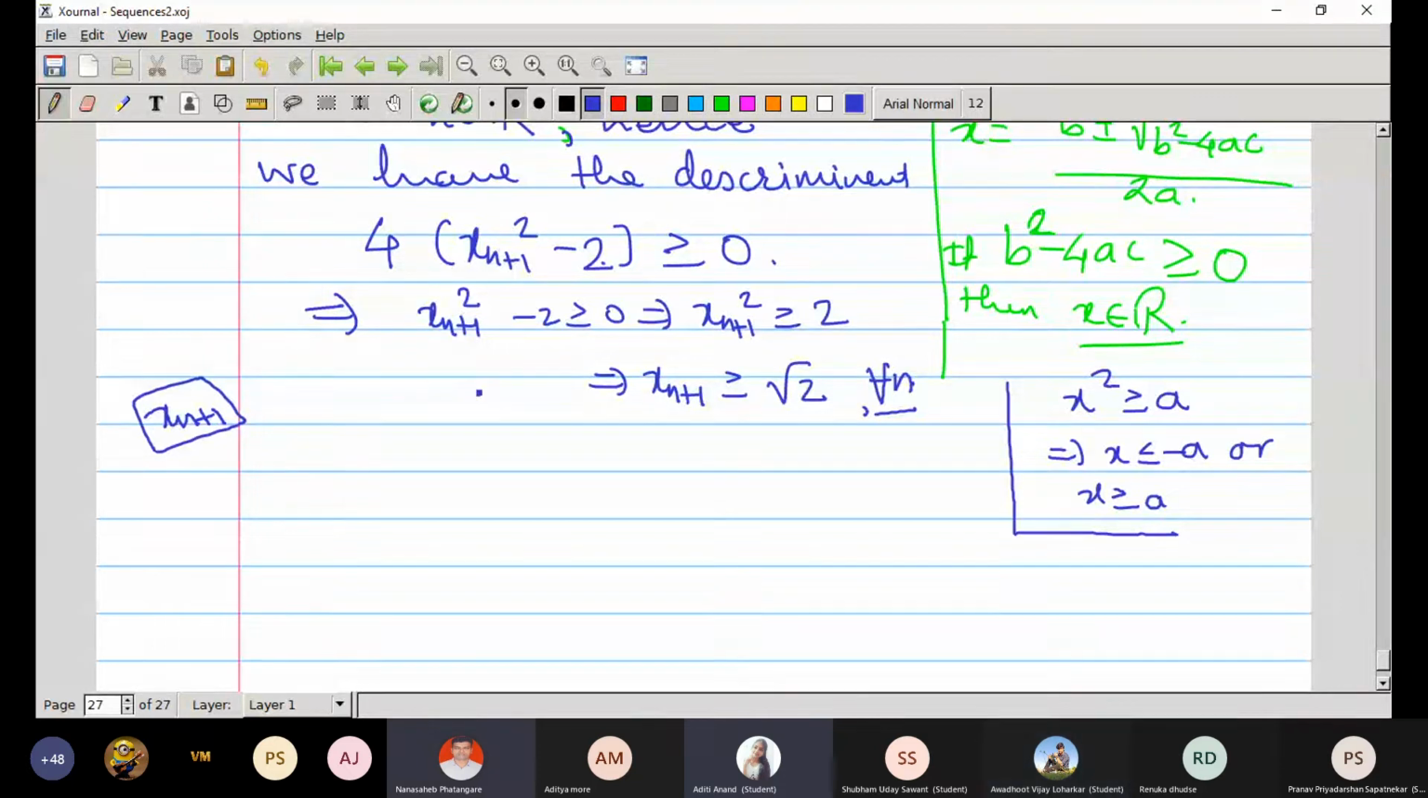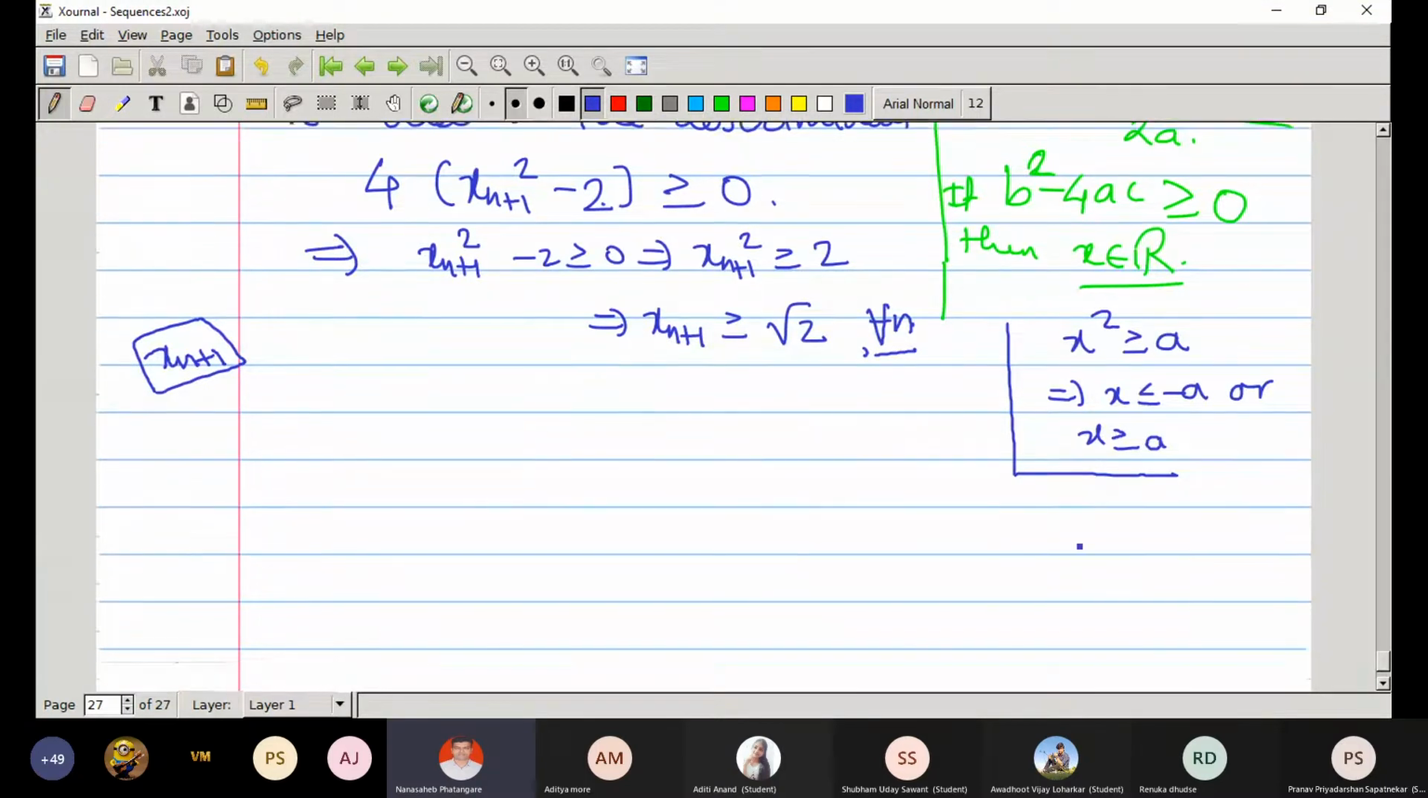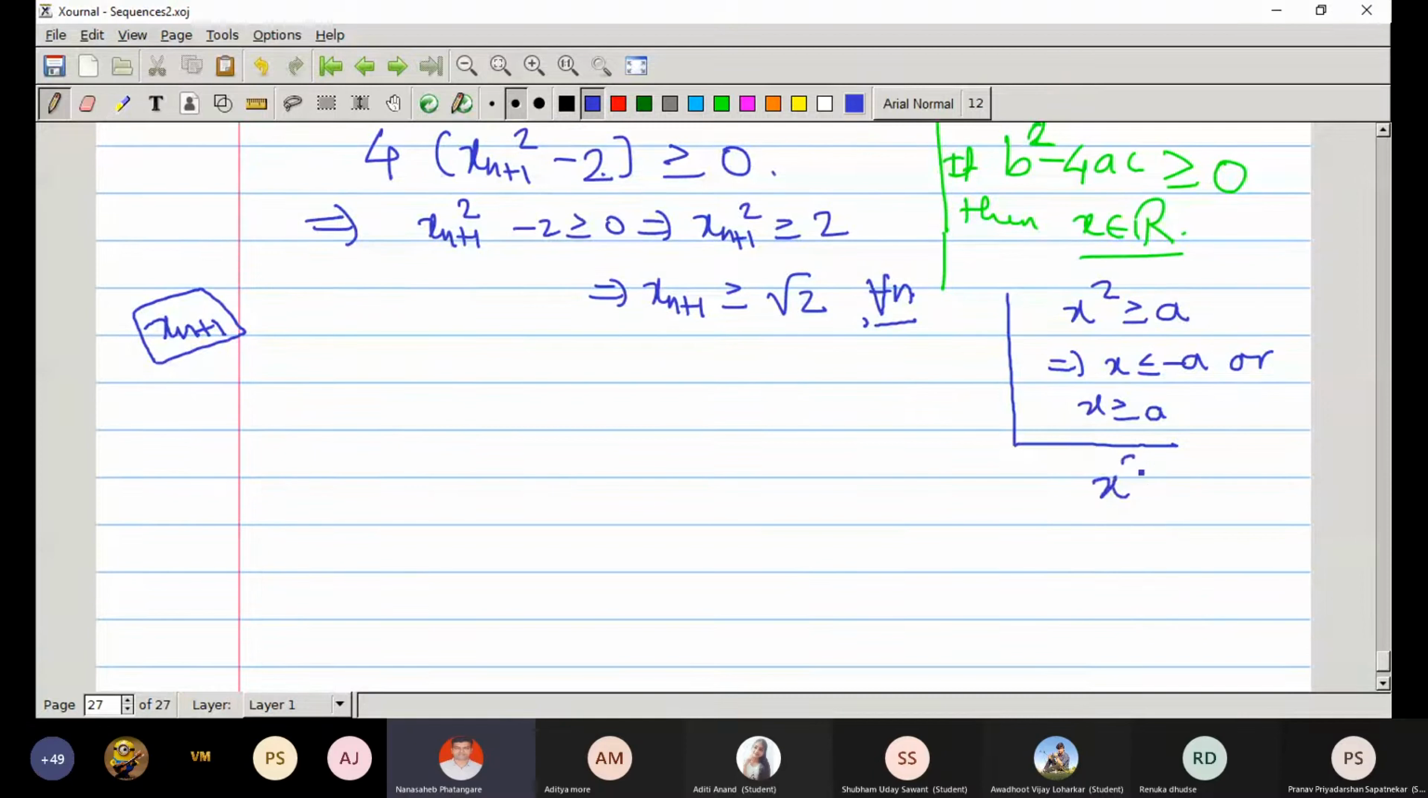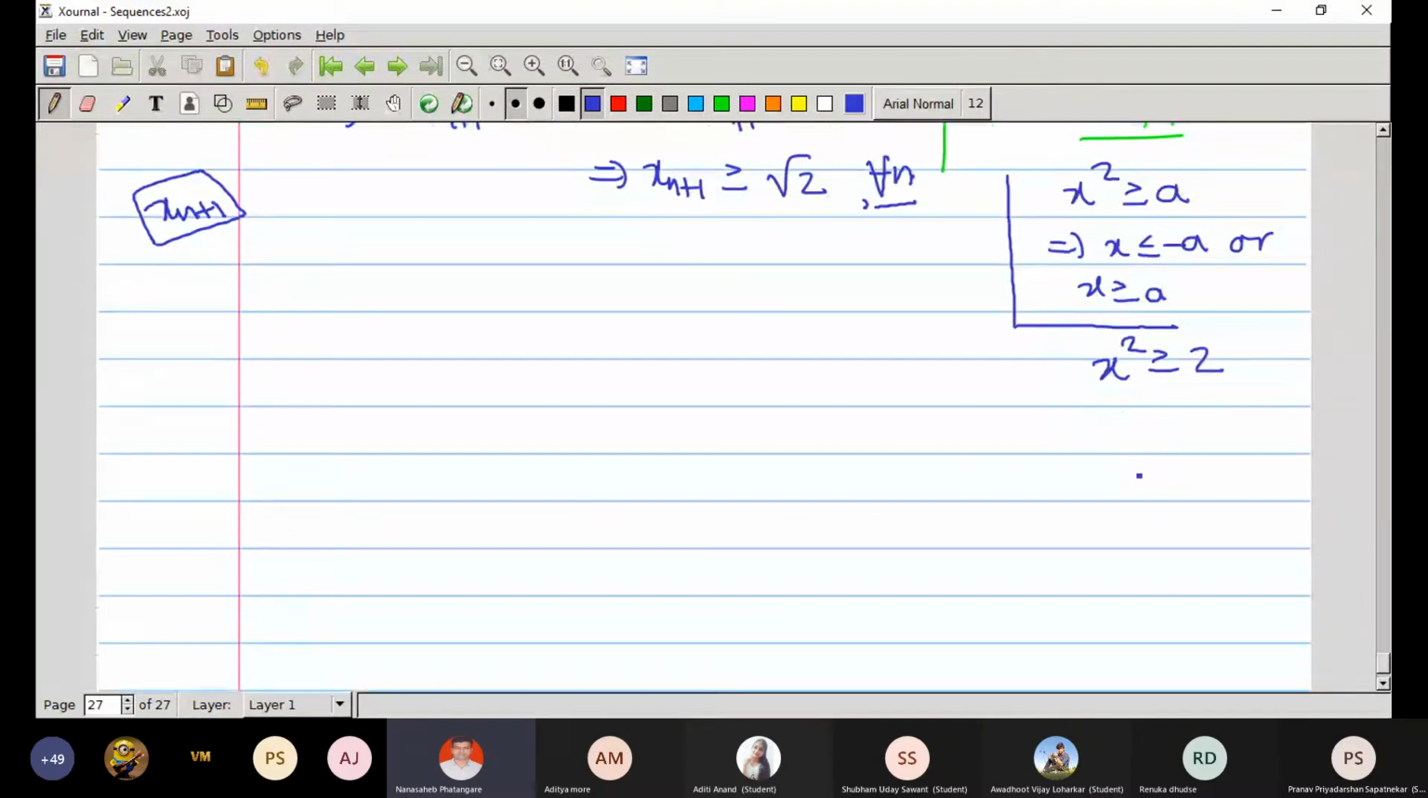So why not negative? That's why I am saying x square is greater than or equal to a. That means there are two possibilities: either x is greater than or equal to the root, or x is less than or equal to minus the root. For example, when I say x square is greater than or equal to 2, 3 satisfies this, and minus 3 also satisfies this. That means x is greater than or equal to the root or x is less than or equal to minus the root. Two possibilities. But why are we not taking negative?